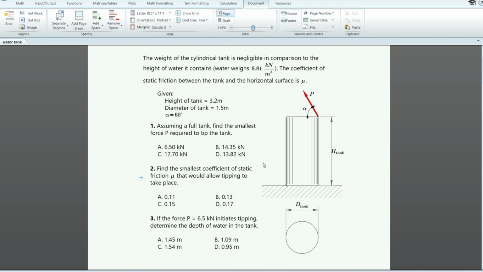Number 1. Assuming a full tank, find the smallest force P required to tip the tank. Number 2. Find the smallest coefficient of static friction mu that would allow tipping to take place. Number 3. If the force P equals 6.5 kN initiates tipping, determine the depth of water in the tank.